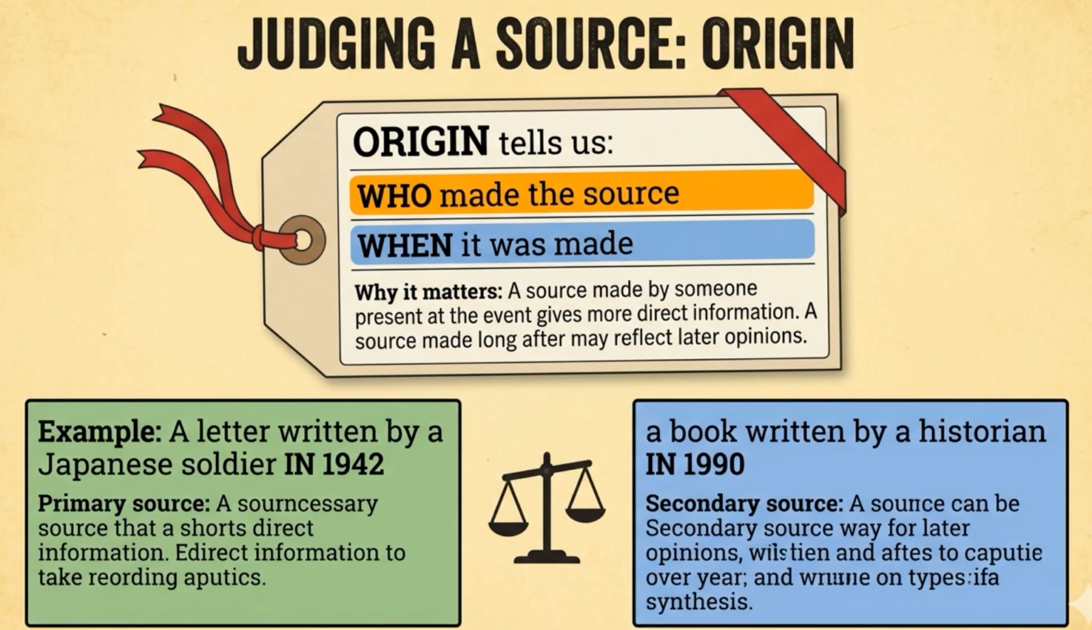But a book written by a historian in 1990 is coming from someone who was not there. They are interpreting and reconstructing based on other sources. That does not make the 1990 book wrong, but it means the kind of information it gives you is different. Always check origin before you decide how much weight to give a source.